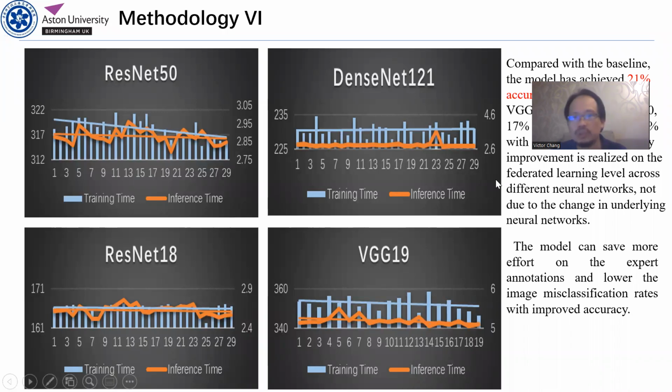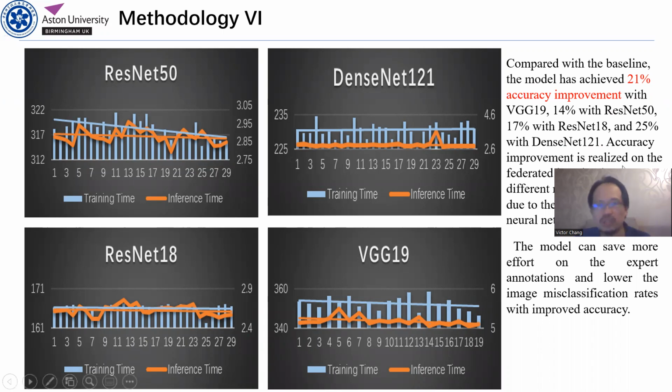For the experiment, we use very well-known models. We run with ResNet 50, DenseNet 121, ResNet 18, and VGG19. So what does that mean? It means that we have the training time and inference time. Inference time is to identify whether we can get the images correctly.